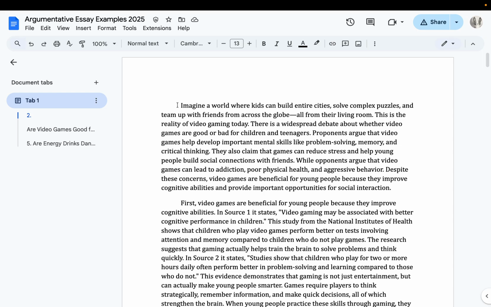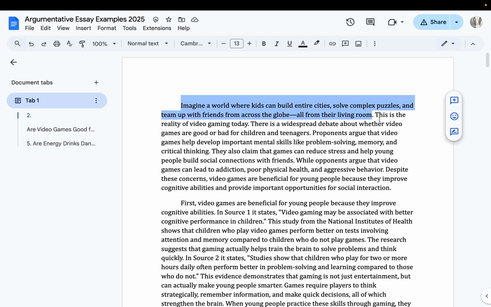So let's look at this one. This one is a higher essay that will get a higher grade because it has more complex sentence structure. And you'll see what I mean by that in a second. Imagine a world where a kid can build entire cities, solve complex puzzles, and team up with friends from across the globe. Okay, all from their living room. So this is their hook. This is an interesting hook. So here they give a little more context, right? It's not just the typical question, the typical thing like there is an argument about gaming, then present the 2 sides.